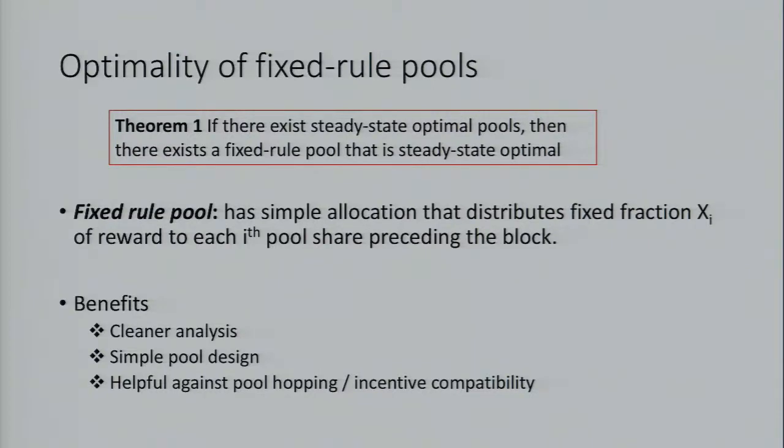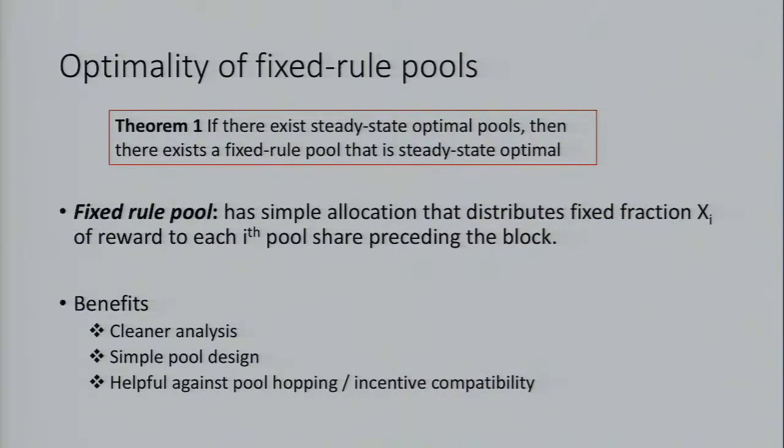So this is really nice because it allows us to restrict ourselves, when we're trying to find what the optimal pool is given a particular utility function and other parameters, just to these fixed rule pools, which are much easier to deal with. They lead to much cleaner analysis and give an easy convex optimization problem. And also fixed rule pools are nice because they're simple to design and they have nice properties.